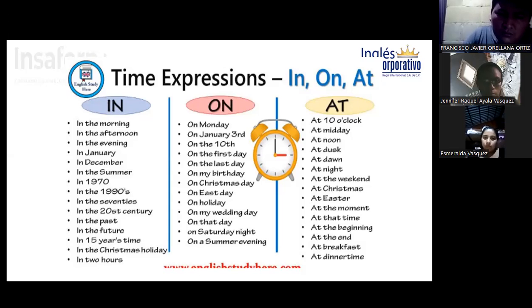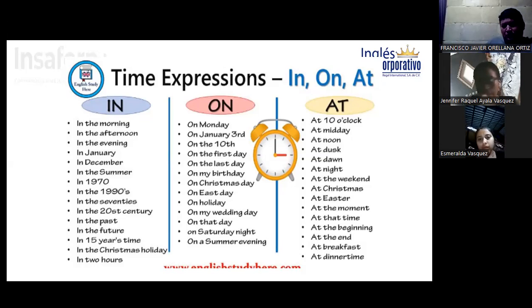Ahí ustedes pueden estudiar esos ejemplos. You can study because it's about practice. And also we have the next, that is at. At 10 o'clock, porque ya cuando hablamos de tiempo, vamos a utilizar at. At 10 o'clock. At midday, al mediodía, you know. At noon, al mediodía. At dusk, at dawn, at night. Ahí está el at dawn, que es como el amanecer.